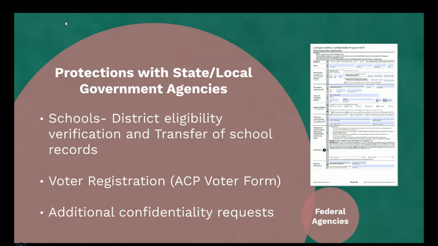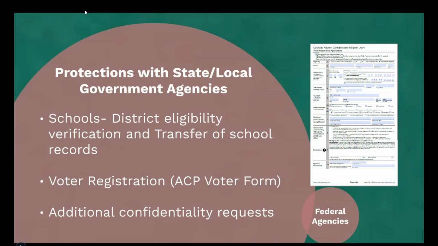As participants, we allow people to become ACP voters if they complete the ACP voter form. This provides them with the highest level of confidentiality in the state for being a voter. What that means is it's going to remove their information from the Secretary of State's website, as well as any paper documents that are being requested.